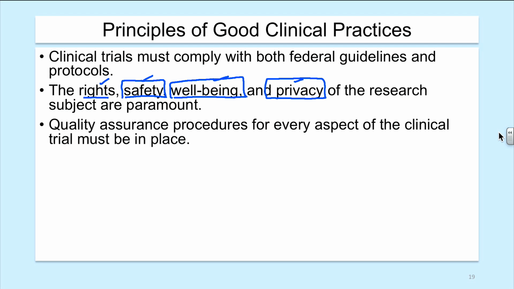Quality assurance procedures must be in place for every aspect of the clinical trial. We want to make sure that we are able to answer the research question, because if we're not going to be able to do so, we do not want to place the current subjects at risk or future subjects at risk if the trial is going to turn out to be futile.